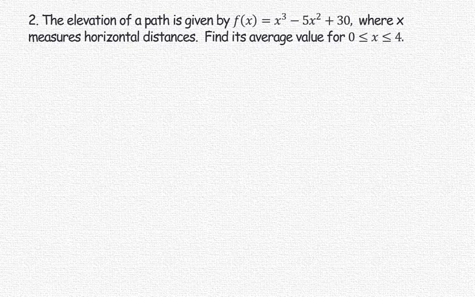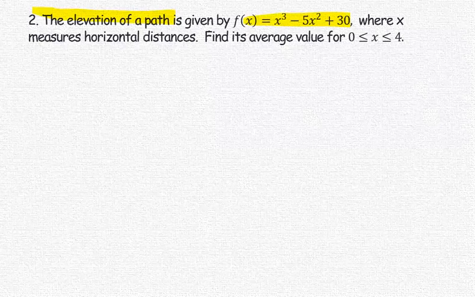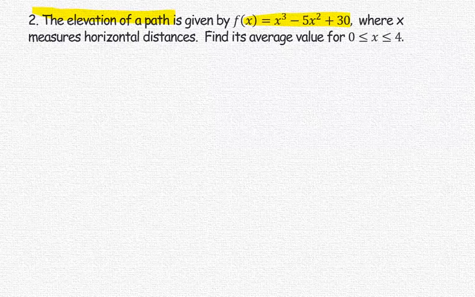In this example, we are going to find the average function value for the function f of x equals x to the third minus 5x squared plus 30, which represents the elevation of the path. The problem gives us the elevation of the path as a function f of x equals x to the third minus 5x squared plus 30, where x measures the horizontal distance. We're going to find its average value for x between 0 and 4.